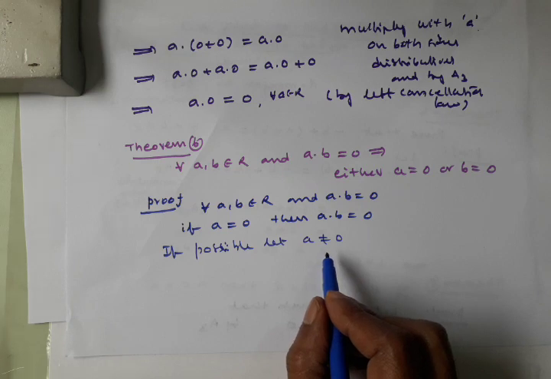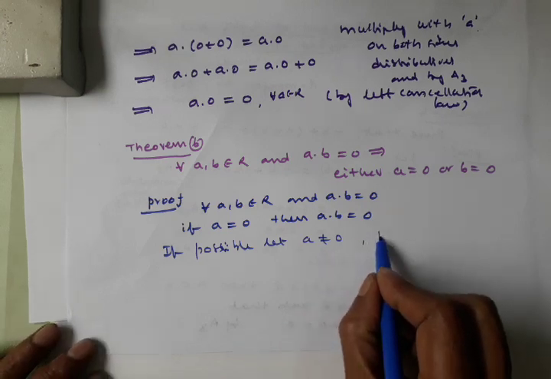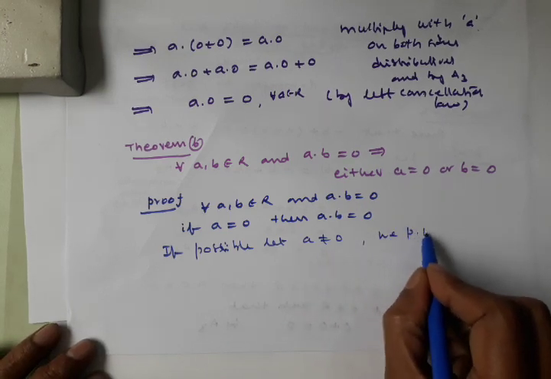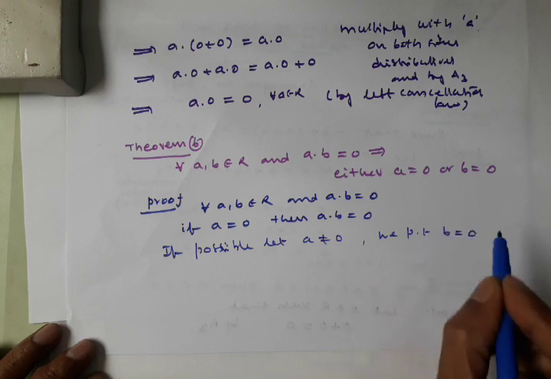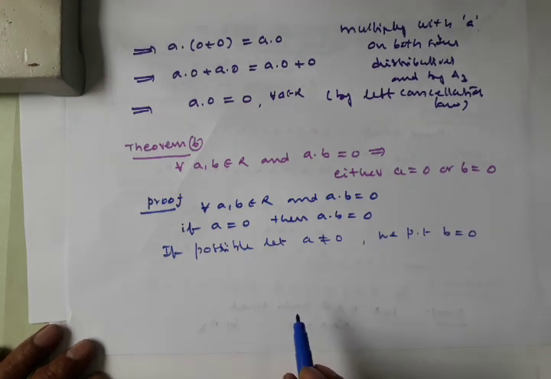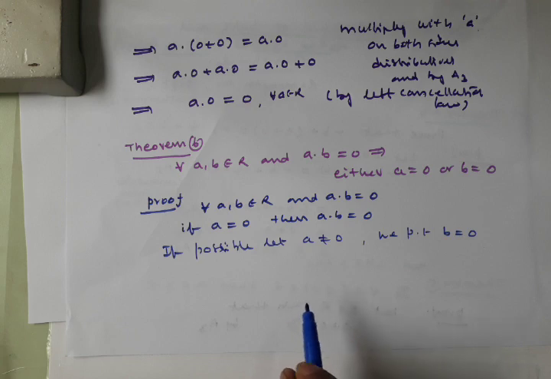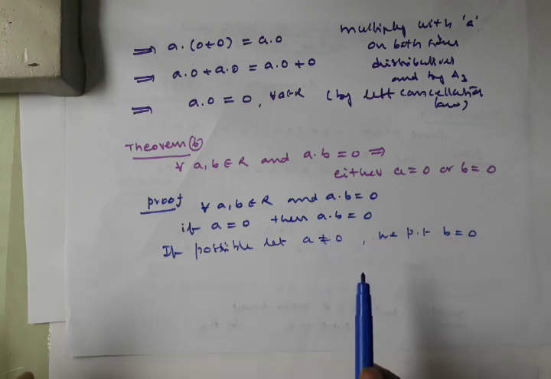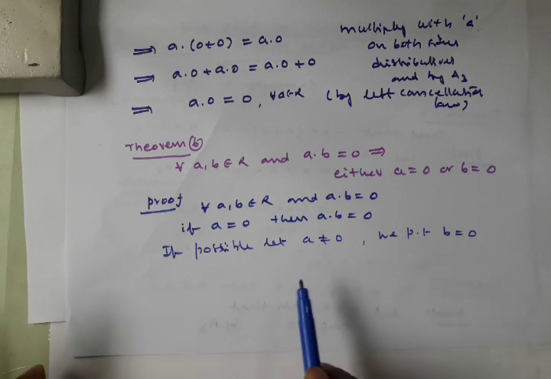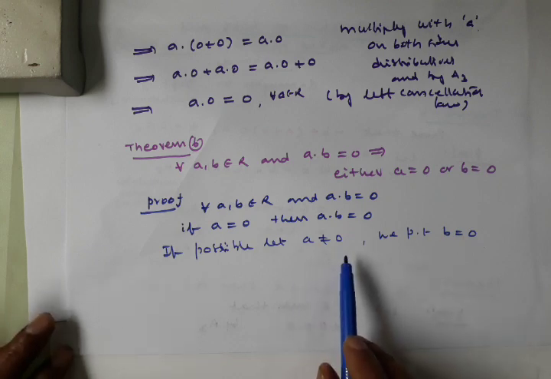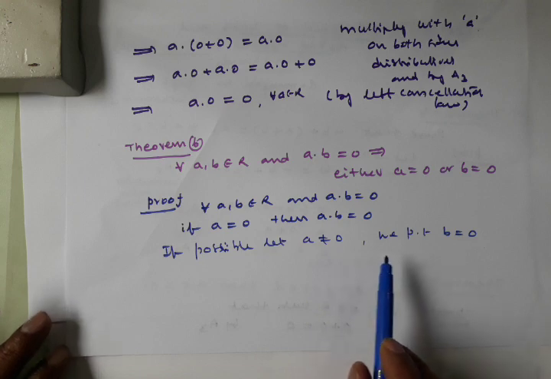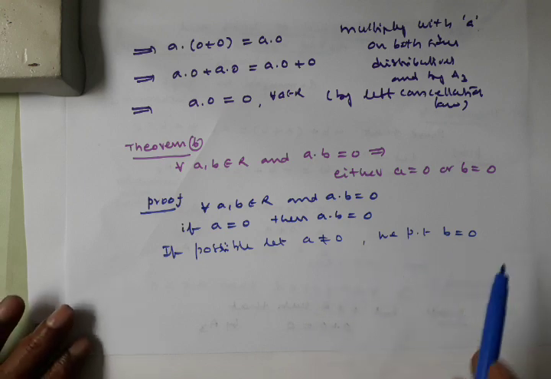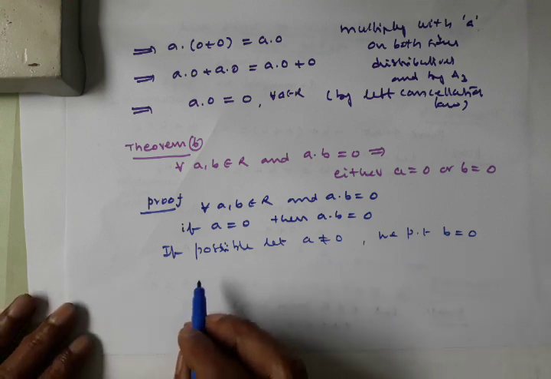We prove that B is equal to 0. As A into B is equal to 0, we know, suppose if A is equal to 0, automatically A into B is equal to 0. If possible, let A not equal to 0. Then we must prove that B must be equal to 0.